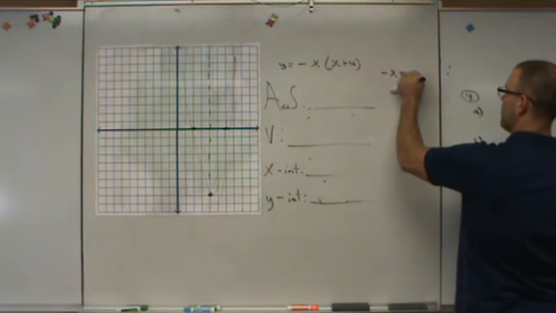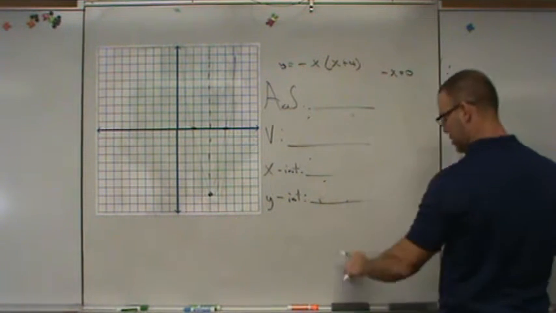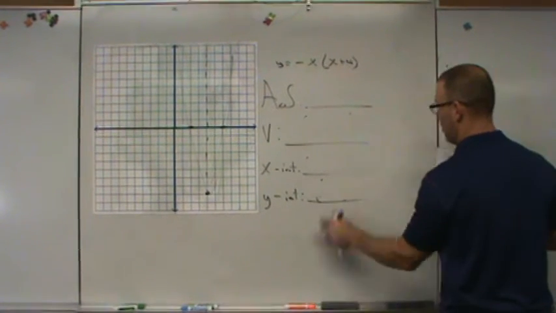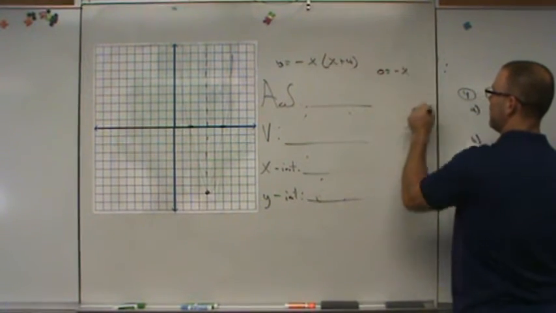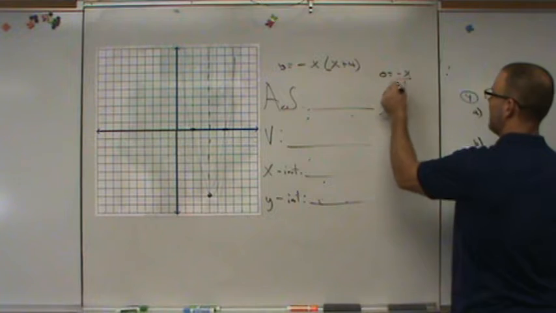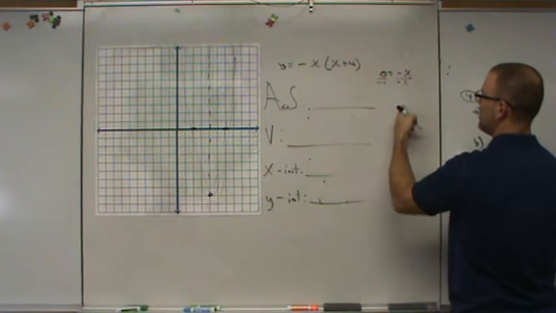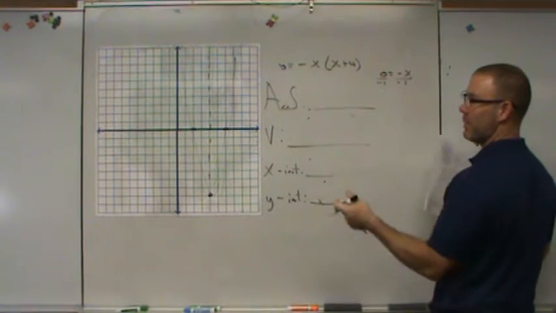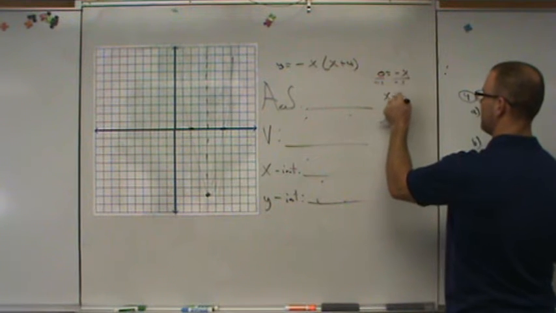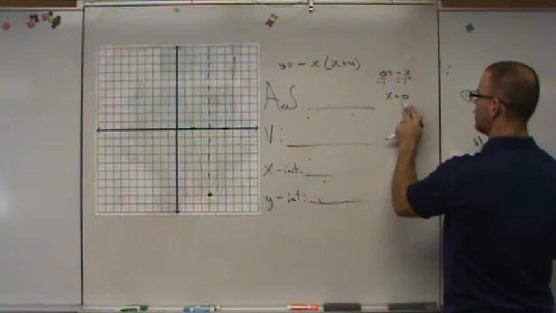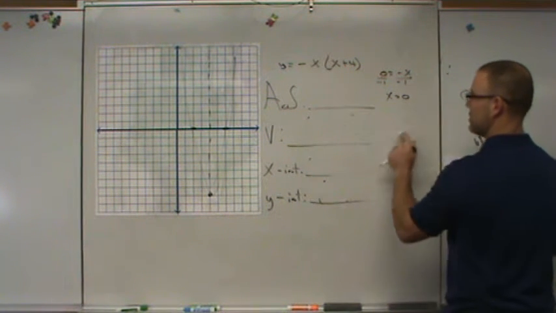So minus x equals 0. Again, I set each factor equal to 0 and solve, right? Or 0 equals negative x. Well, even if I divide by negative 1, it's going to be 0. Okay, you can always divide by a number, but you can never divide by 0 because that's undefined. So this tells me that one of my x-intercepts is 0, 0.